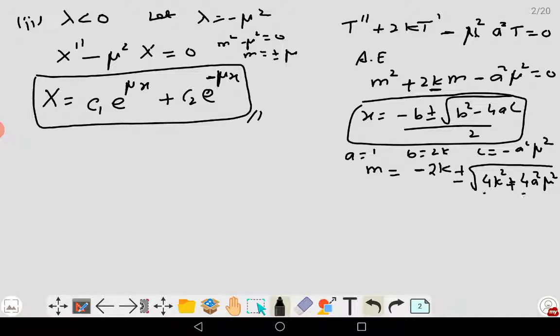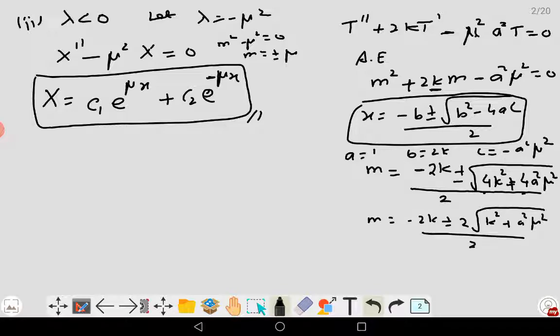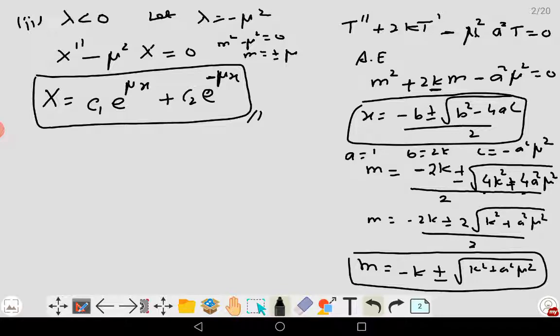When you take 4 out of these two terms, it will be 2. So m is minus 2k plus or minus 2 root of k square plus alpha square mu square. And there is a division by 2, and this 2 will be cancelled. So m will be minus k plus or minus square root of k square plus alpha square mu square. That is it. So there are two values for m.